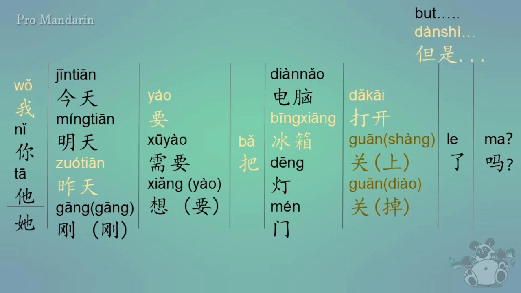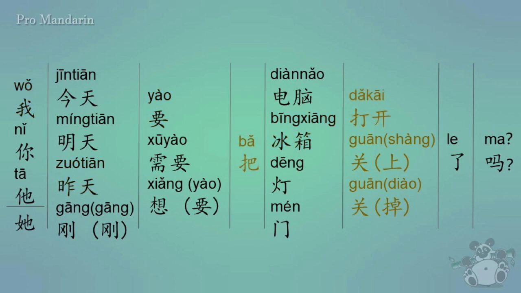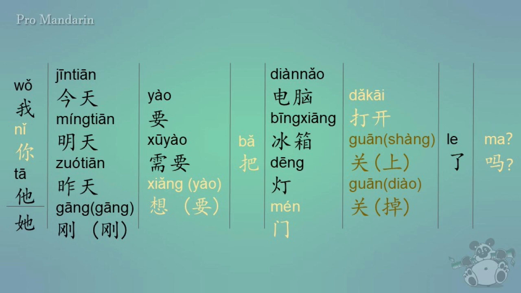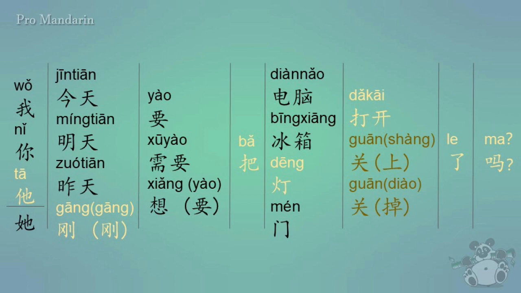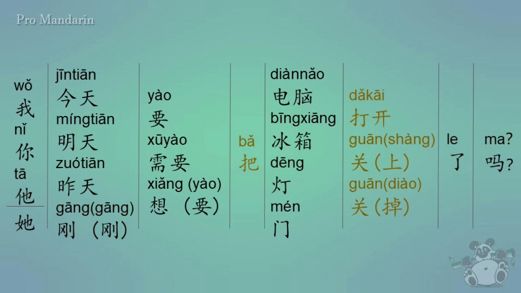Okay, so this next one I'm going to ask you, how would you say, would you like to open the door? 你想要把门打开吗? Now how would you ask, did he just turn on the light? 他刚刚把灯打开了吗?